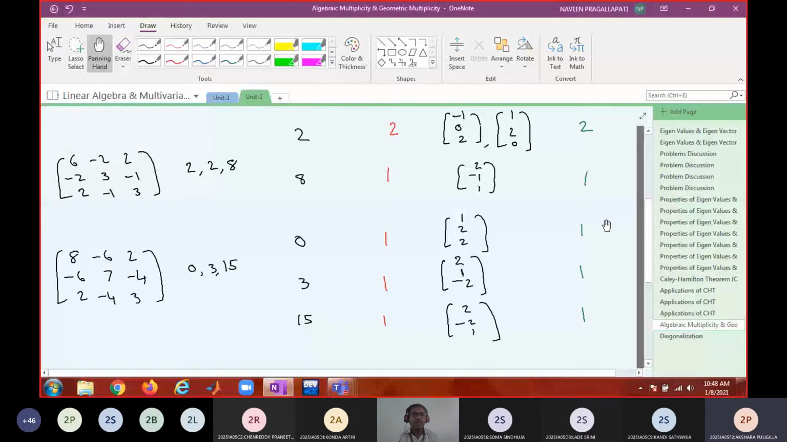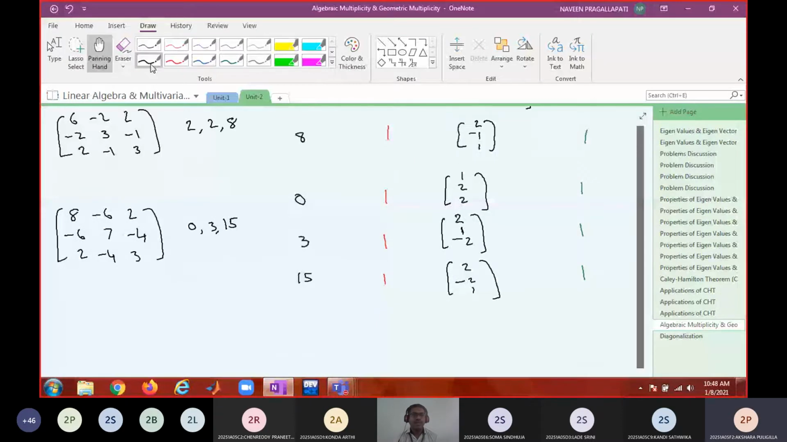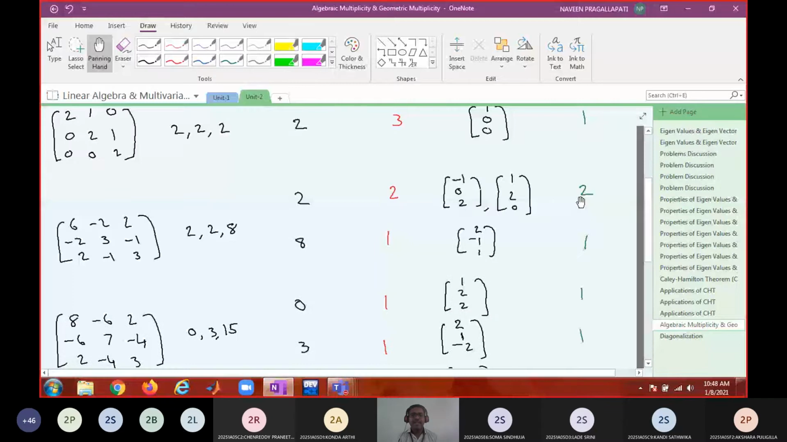When algebraic multiplicity is equal to geometric multiplicity, definitely we will get n linearly independent eigenvectors, right? That is one important observation.